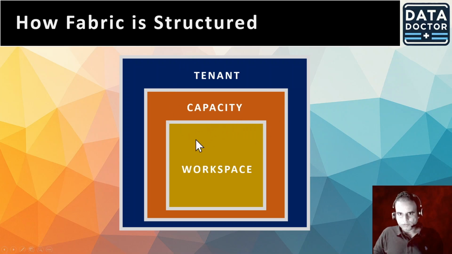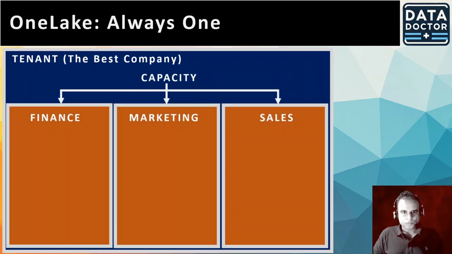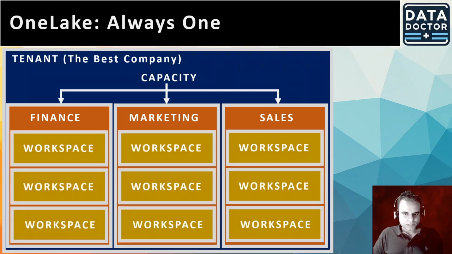Now we have an idea how Fabric is actually structured, and let's expand the example a bit. Now within the context of our best company, we have a single tenant for the best company. However, remember that we had three departments within this company. And so we have capacities which are dedicated to these departments: finance, marketing, and sales. Within these capacities, we have many workspaces based on the requirements of these departments. So within a workspace, as we discussed, we have all the storage, pipelines, machine learning models, and everything is there.